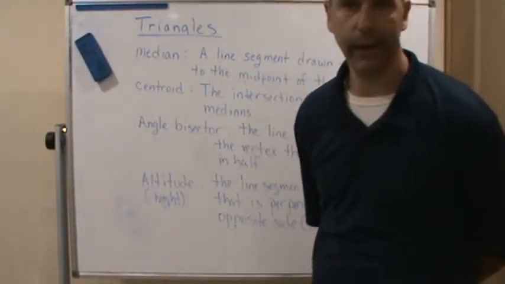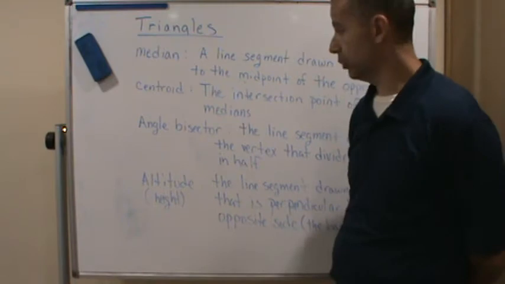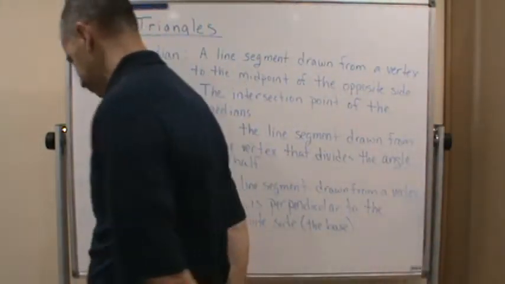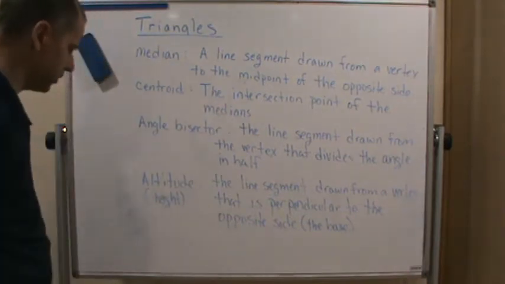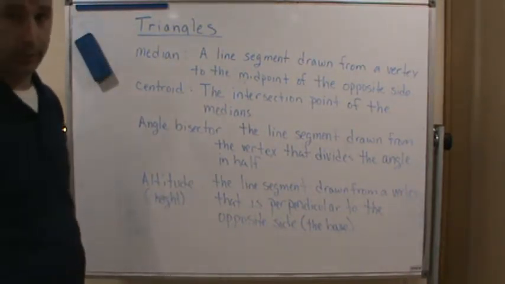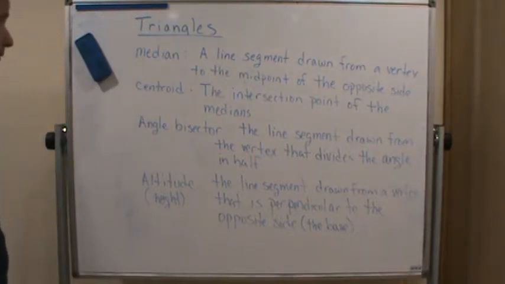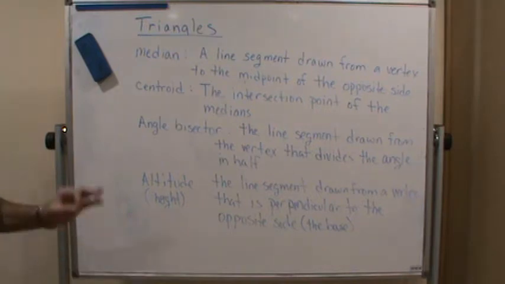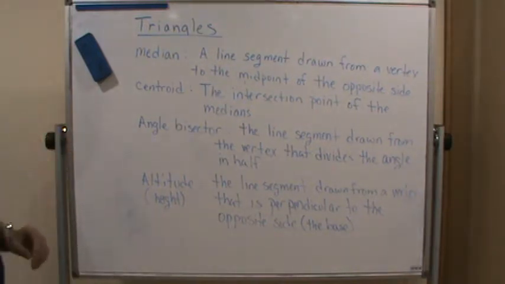Okay, so welcome back. Now what we're going to do is cover some other vocabulary and some other definitions here. Again, these are related to triangles. So, median: the median of a triangle is a line segment that is drawn from a vertex to the opposite side, to the midpoint of the opposite side.